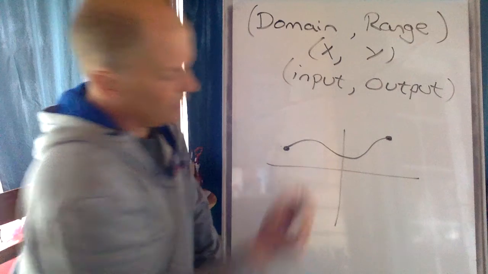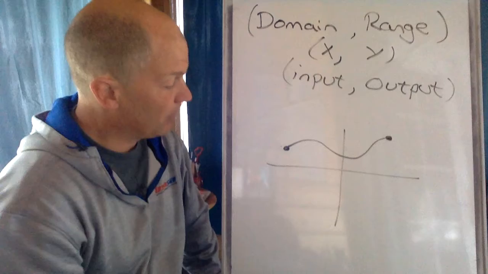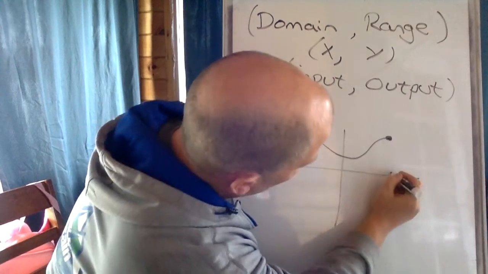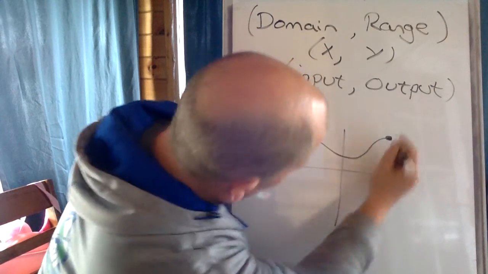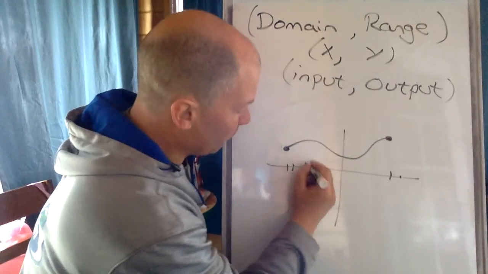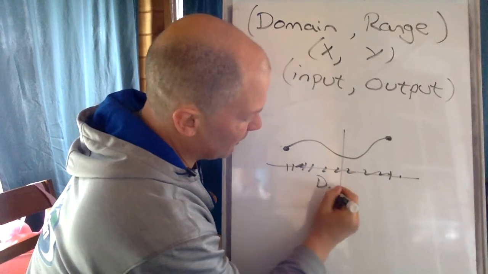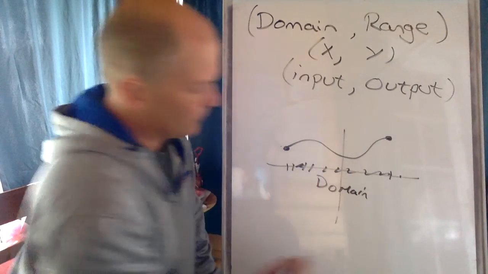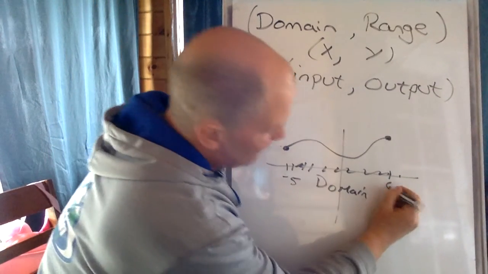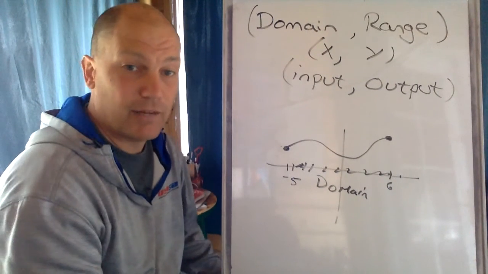Let's say that this is our graph. We would need to be able to figure out what is the domain. Well, the domain would be all the values of X where this function exists. This whole region down here, because this function has all these X values, this is the domain. Right? And let's say it is the number negative 5 to 6. Well, then we would say our domain is all the values between negative 5 and 6.